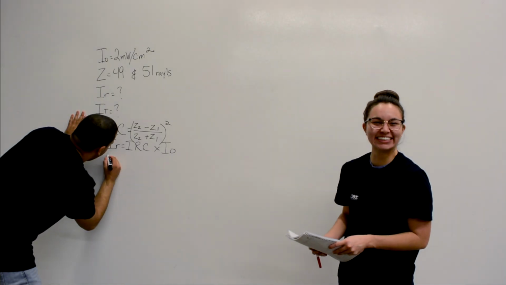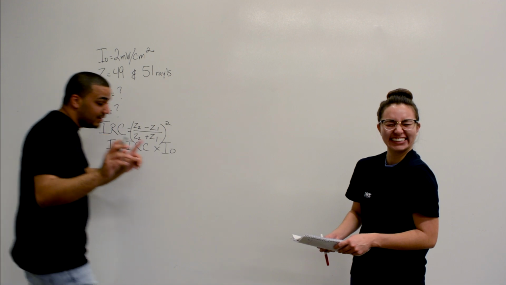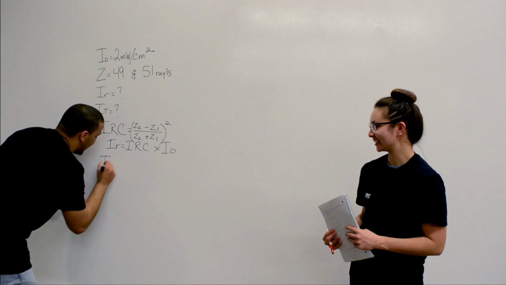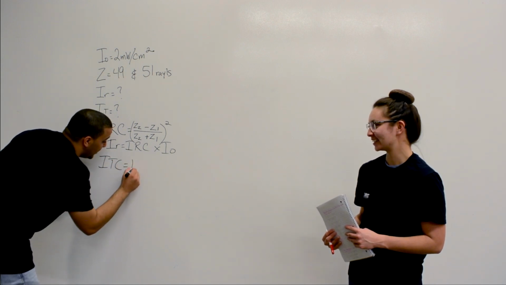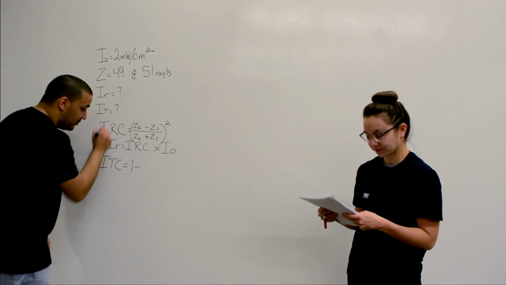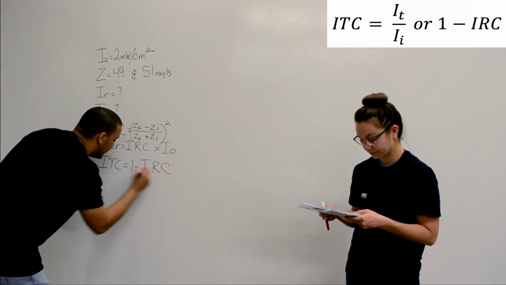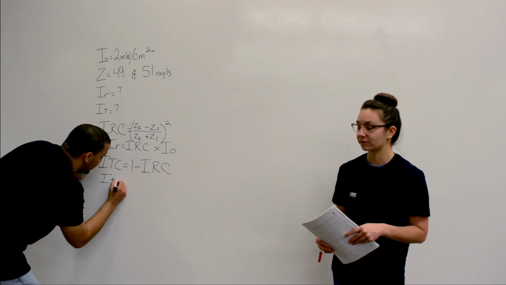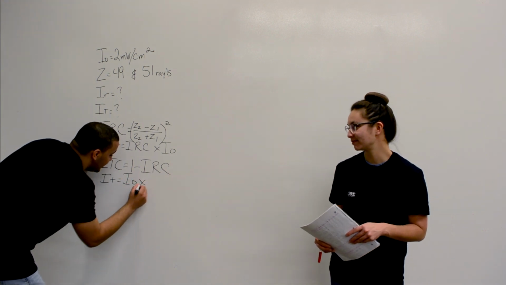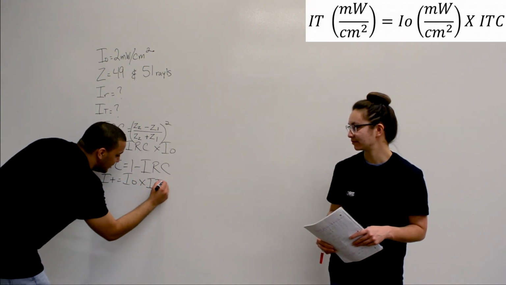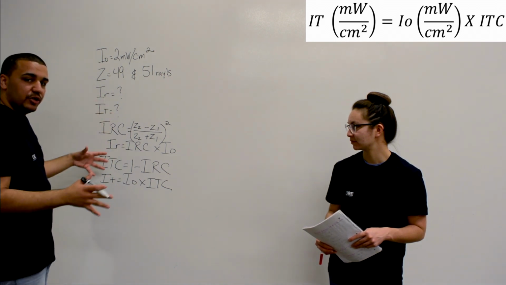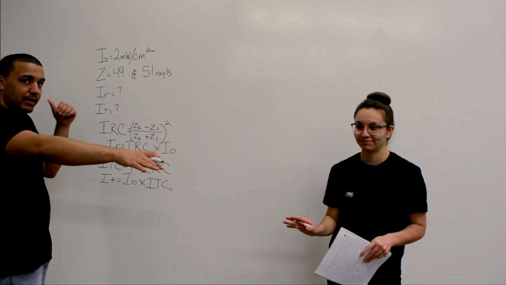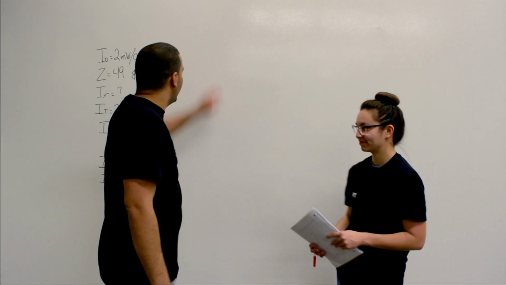So for intensity transmitted, first you have to find the intensity transmitted coefficient. You take the ITC equals 1 minus your IRC, what you found up here, and that gives you the intensity transmitted coefficient. Then to find your intensity transmitted, you take your initial intensity times your ITC. These equations will get you where you need to go. So now, let's solve the problem.